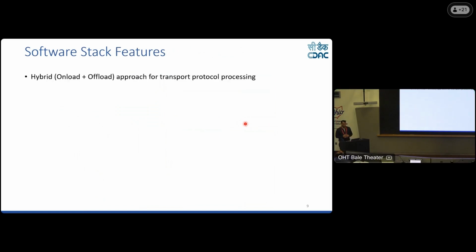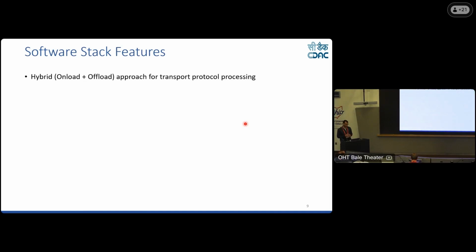So what features is this software stack providing? When we talk about a network, you need to provide transport functionalities. Those transport functionalities can be performed on the CPU. If you are performing those functionalities on the CPU, then it becomes an on-load approach. If you are performing those on the hardware, it becomes an offload approach. So we have adopted a hybrid approach.